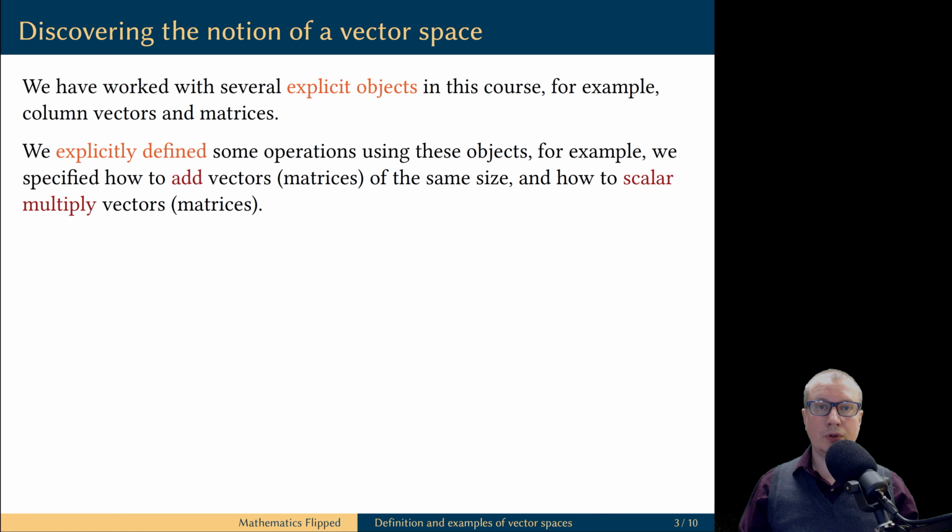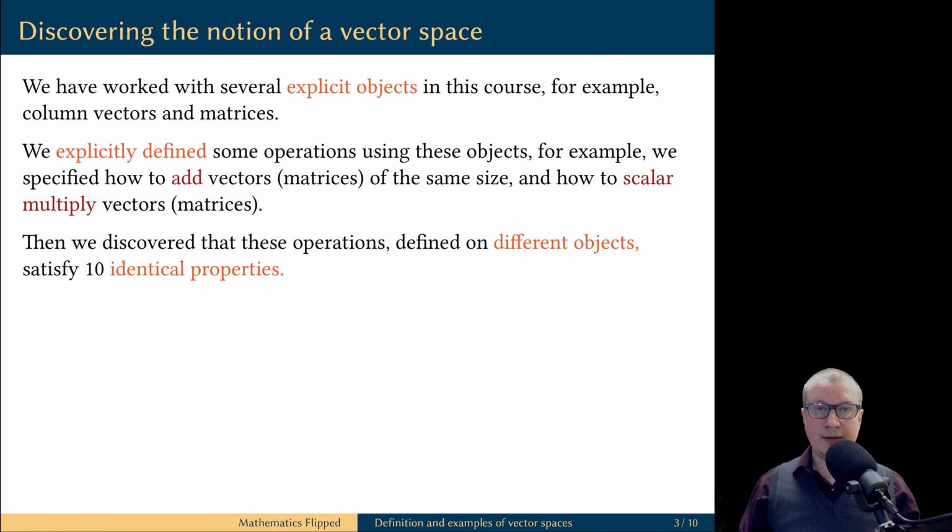So far we worked only with explicit objects in this course, such as, for example, column vectors and matrices. Having these explicit objects, we explicitly defined operations with these objects. For example, we defined how to add column vectors and matrices, and we defined how to scalar multiply column vectors. These operations were defined explicitly given the objects at hand. But then we discovered that these operations defined on different objects satisfied the list of 10 identical properties.